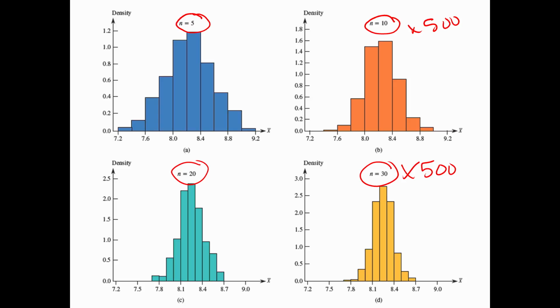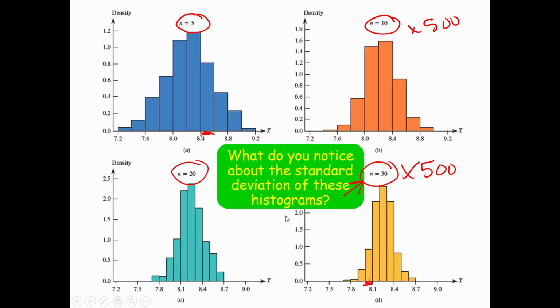So what do you notice? Two things actually. You should notice their center is all around the mean. Every single one of these has the center around the mean. And then the other thing you should notice is as the sample size is increasing, the standard deviation is getting smaller. So what do you notice about the standard deviations of these histograms? The larger sample size we have, so we're up to 30, has these very teeny tiny standard deviations.